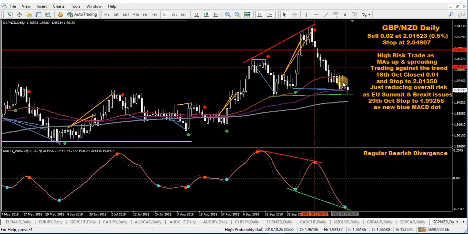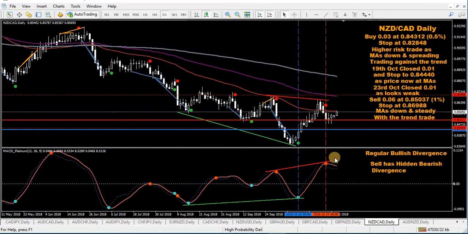Pound New Zealand, I'm going to sell back here. It's gone down nicely. My stops down here. I think I've closed half. Yes, and just move my trailing stop down. Got a new green dot on the blue dot on the MACD platinum below the zero level. So now I start to look for buys, but nothing on the QMP filter setting up as yet.